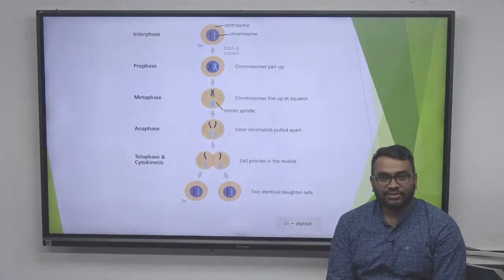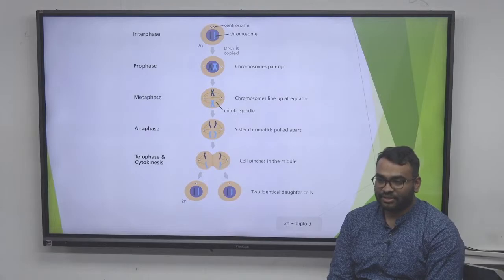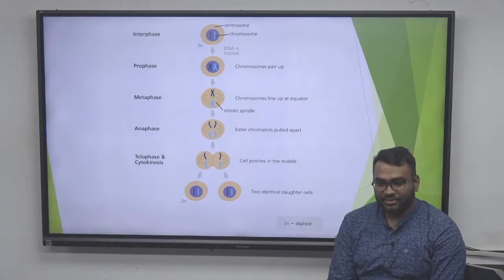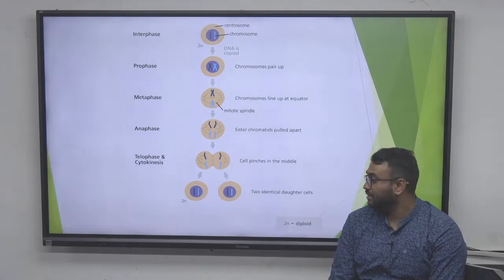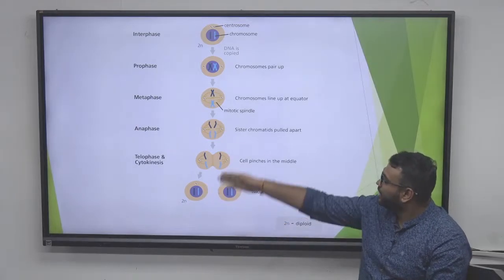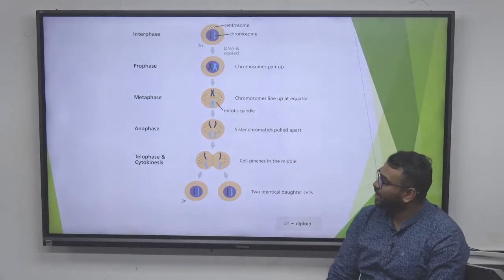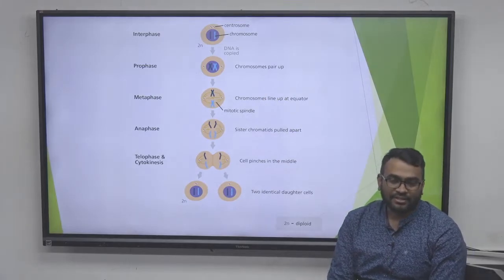The next one is mitosis. So we know mitosis and meiosis are very important ones. In mitosis, how many daughter cells will be created? That is 2 daughter cells, correct? Yes. So explain each phase, starting from interphase, then prophase, metaphase, anaphase and telophase.